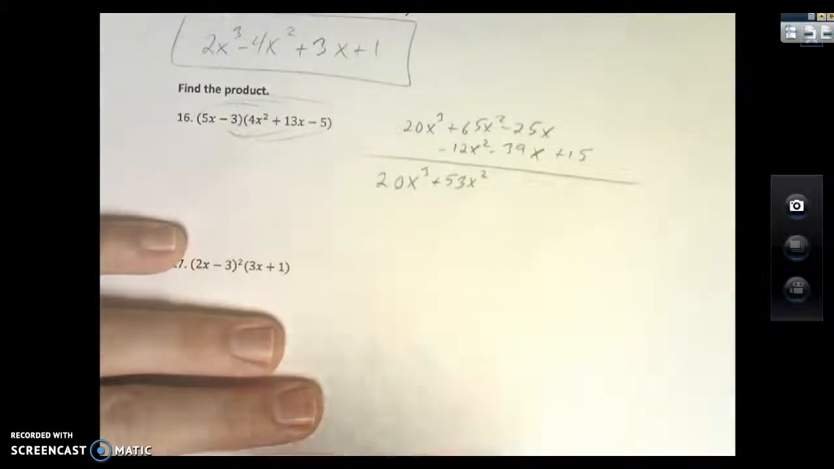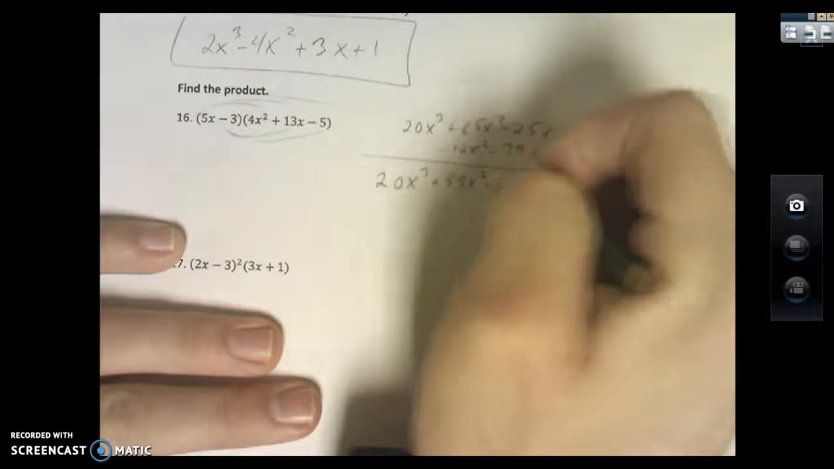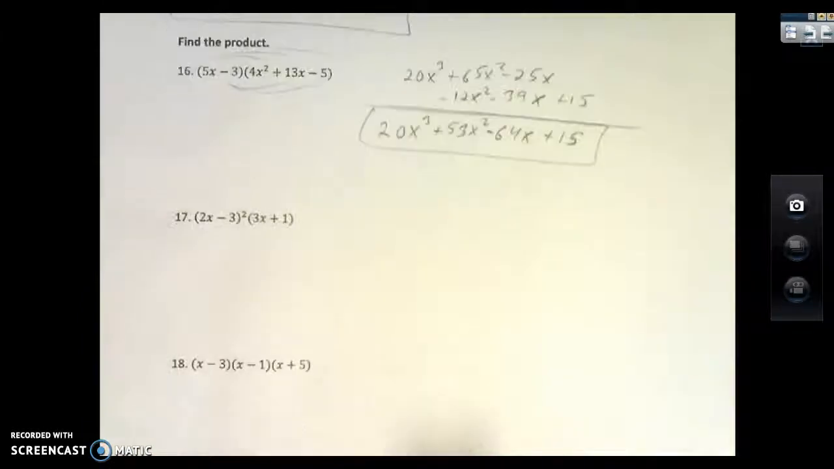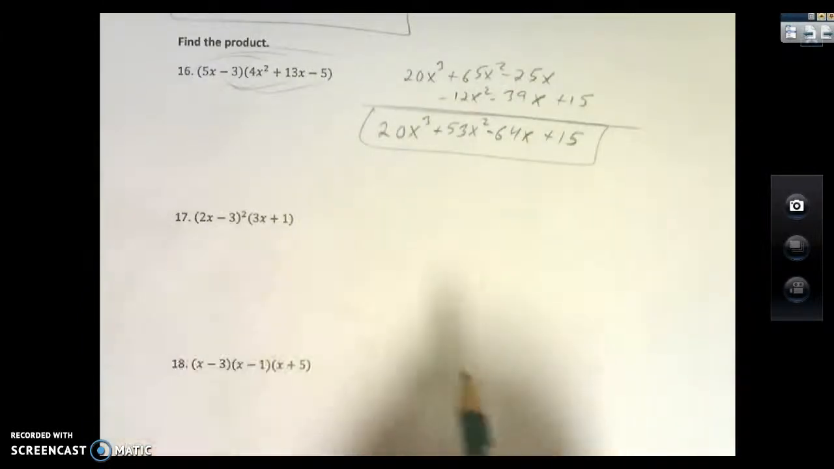Minus 64x. Ooh, one of my favorite numbers. There we go. It's in standard form from highest to lowest. We're in good shape. Okay, number 17.